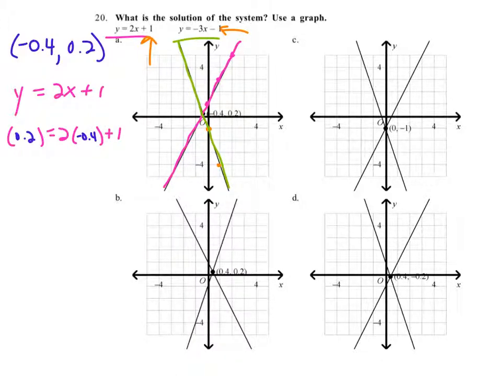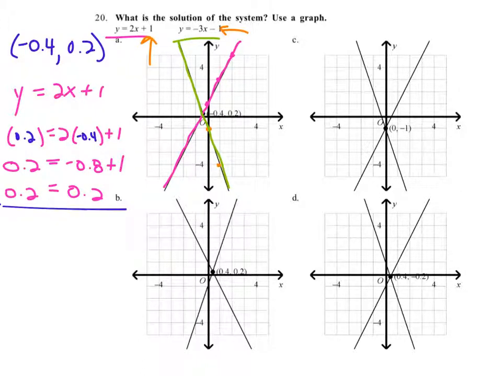Now, if I was to solve this, on the left-hand side, that's just 0.2. On the right-hand side, 2 times -0.4 is -0.8 plus 1. And if I added -0.8 and 1, it's the same as subtracting 0.8 from 1. I get 0.2. See, it does solve it.